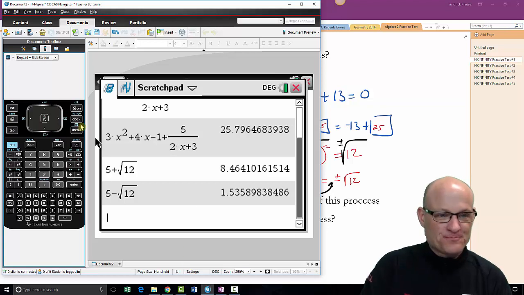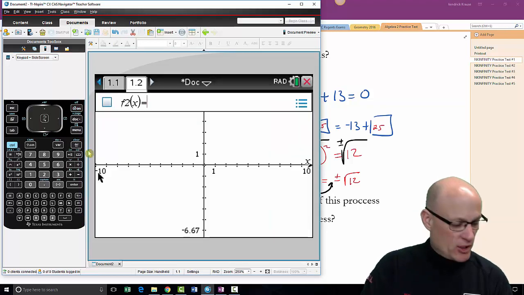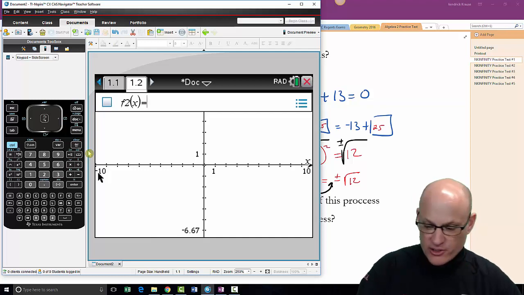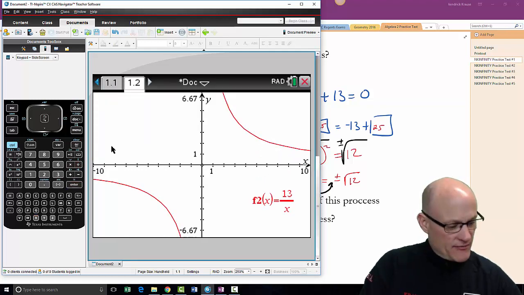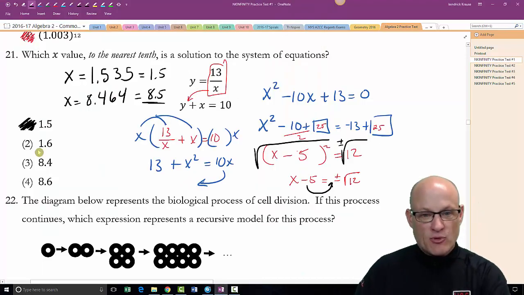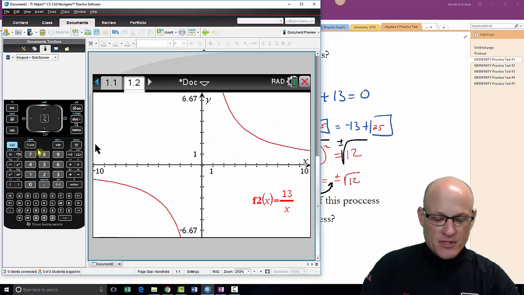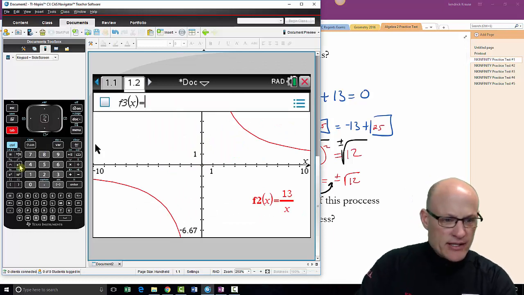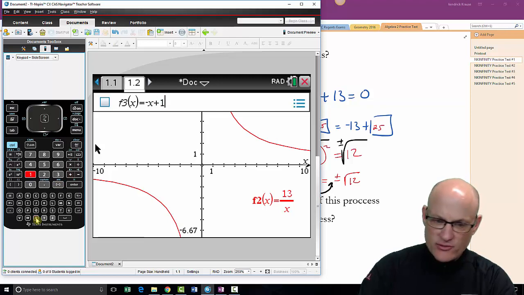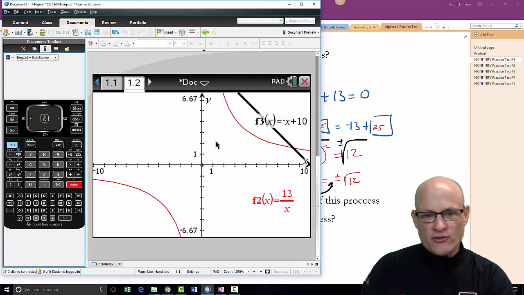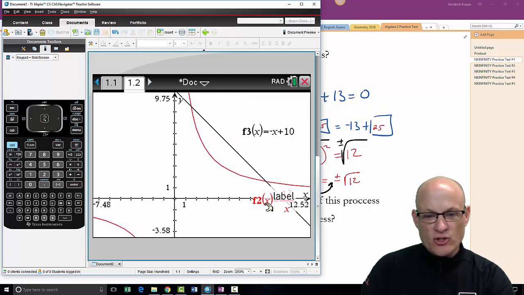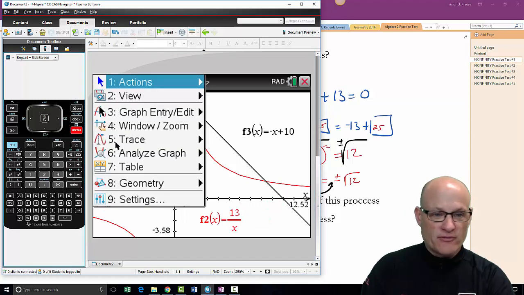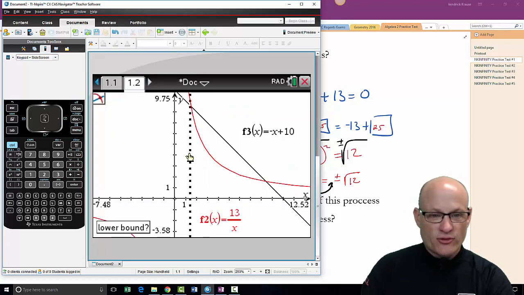Well, okay, here's how it looks graphically. We're going to graph the first one, which was 13 over x. 13 divided by x. Enter. So that's that funky machine. And then we're going to graph the other one. Now the other one I have to move the x over, so it's negative x plus 10. So tab, negative x plus 10. Enter. And so you see where we got the two answers here? I graphed them. Now I just have to find their points of intersection. Menu, analyze graph, intersection, click.